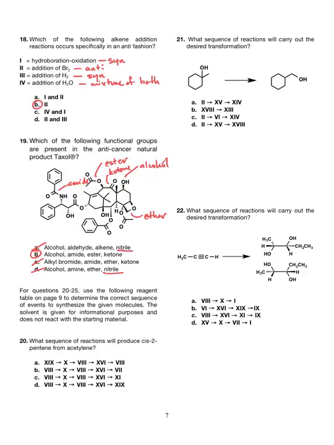So for questions 20 to 25, you're asked to use the reagent table that was provided at the end of the exam. And specifically for question 20, what reaction sequence is going to produce cis 2-pentene from acetylene? So again, the best strategy is to draw these things out. What sequence produces cis 2-pentene?